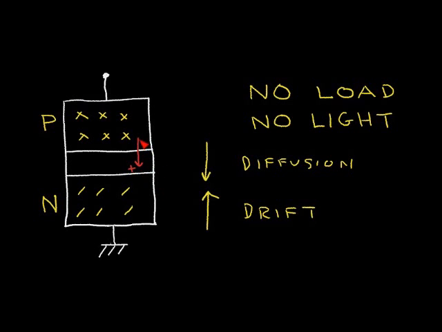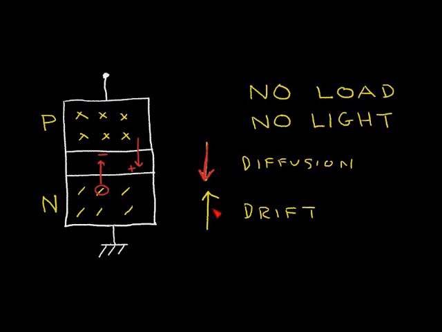Now this movement of holes: anytime you have charge moving, you have current. That's what current is, the movement of charge. So you can see that this hole moving down has caused a diffusion current. In a similar way, an electron here can diffuse into this region, making this region more negative. And again, an electron moving up is equivalent to a positive current moving down. So again, this electron causes a diffusion current.